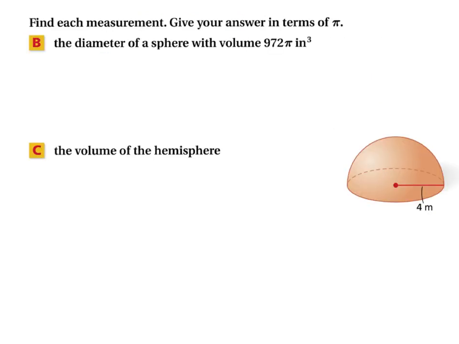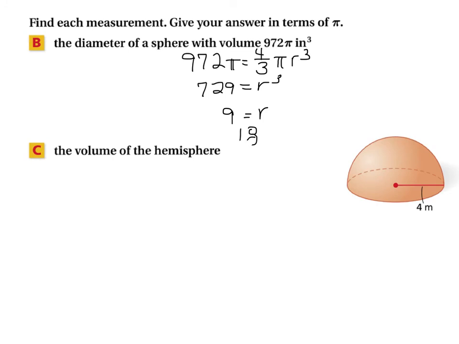Example B. Find the diameter of a sphere with volume 972 pi inches cubed. Well, we're going to write down the formula. 972 pi equals 4/3 pi r cubed. Now, if I multiply both sides by 3/4 and then divide by pi, you would get 729 equals r cubed. Well, the cube root of 729 is 9. So that means the radius is 9, therefore our diameter would be 18 inches. Pretty easy.